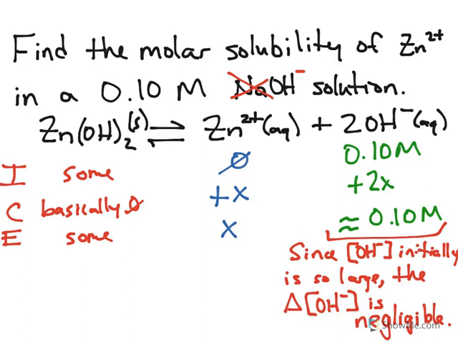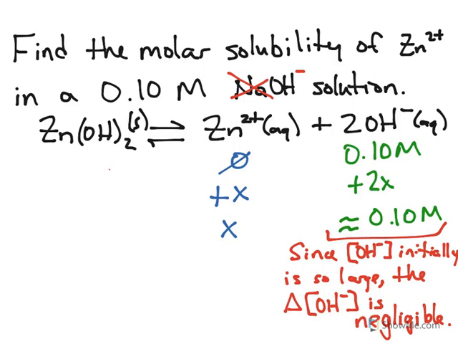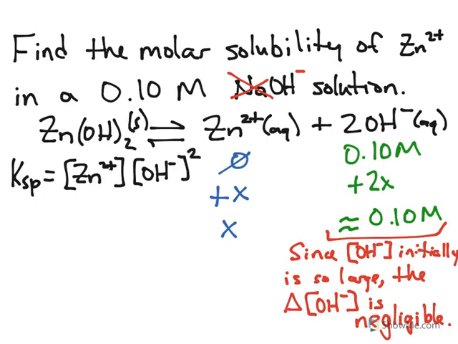So I'm going to erase this side because it's irrelevant and I need some room. But let's think about the impact of everything we just said. If you have no clue where to start, just start with an equilibrium expression. KSP equals the concentration of the zinc 2+ times the concentration of the hydroxide squared. Now from the previous problem, we know that the KSP was 3.0 times 10 to the negative 17th.